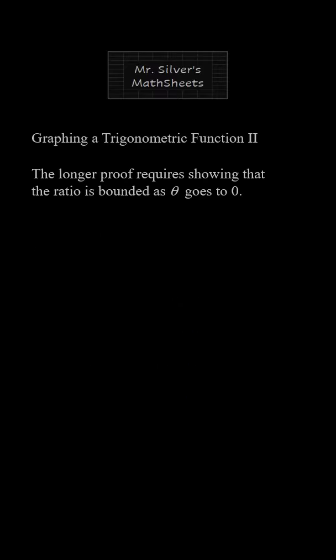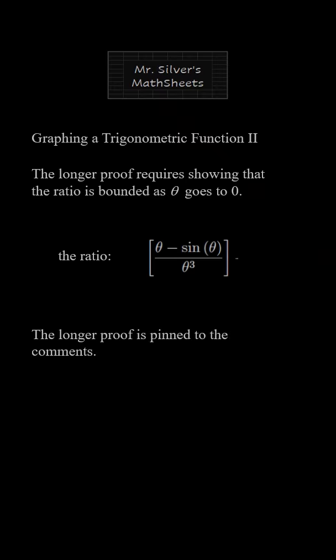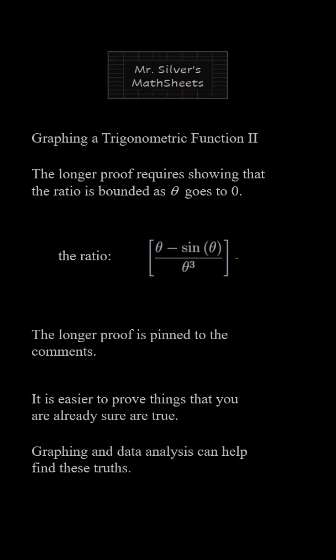Now, the longer proof requires showing that the ratio is bounded as theta goes to 0. And the longer proof is pinned to the comments if you're curious. It's easier to prove things that you already are sure are true. And graphing and data analysis can help find these truths. That's a kind of a theme of this channel. We go from data to proof.